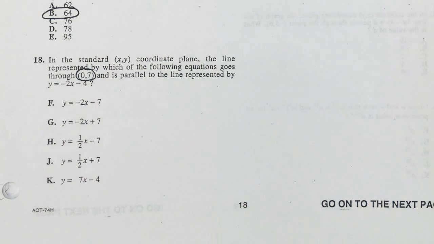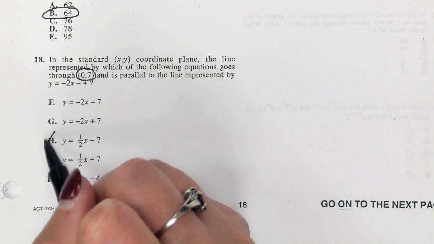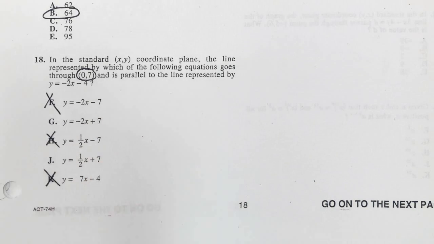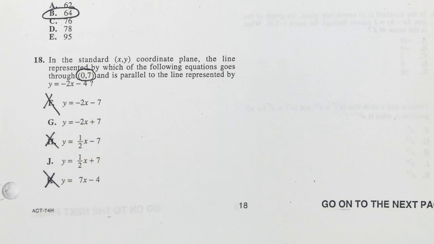All right. So which answer choices do not have positive 7 as a y-intercept? H and K and what else? F. Very good. You just took that from 5 to 2 just by knowing that 1 point was an intercept.